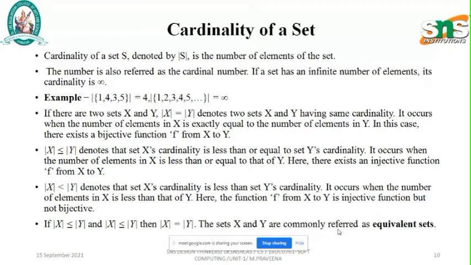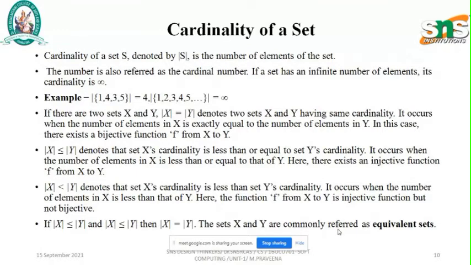And also in the second set you see 1, 2, 3, 4, 5, etc. So the cardinality is infinite. Okay, if there are two sets x and y, and x = y denotes that the two sets x and y have the same cardinality, then it occurs when the number of elements in x is exactly equal to the number of elements in y.